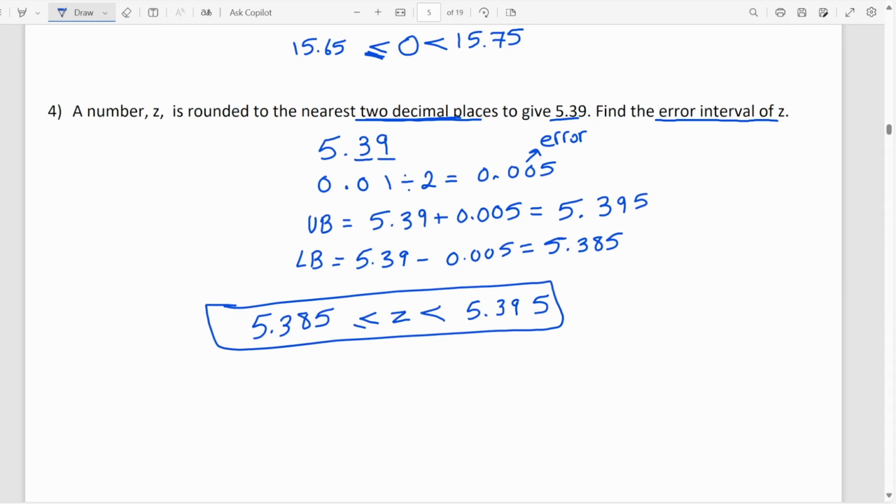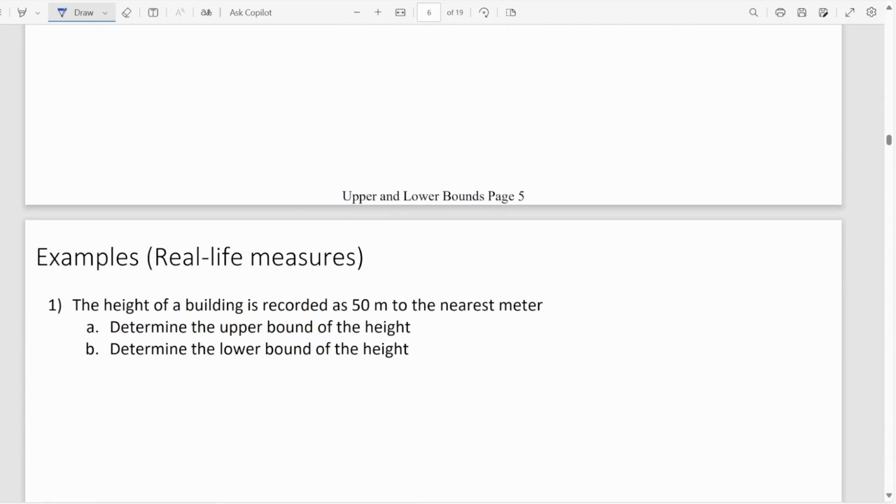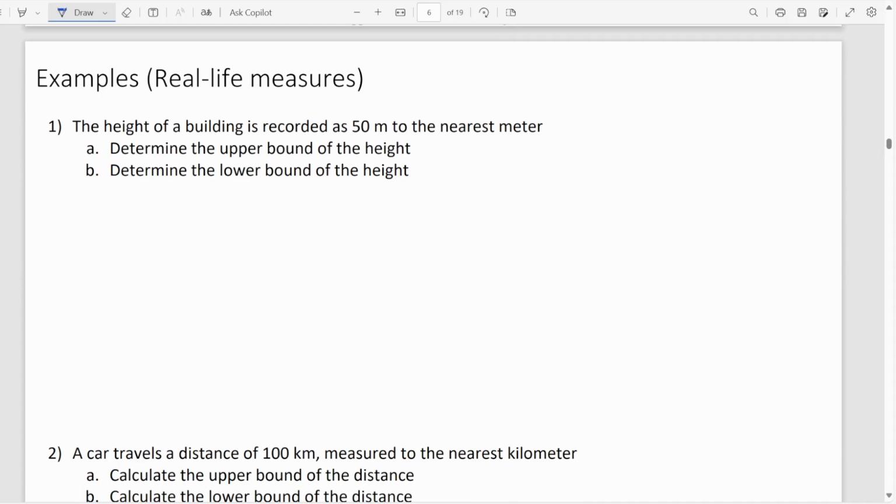That's it for this. Now, by the way, it's really important to show all your working, okay? All the working is important to show. Moving on. So now we will talk about examples with real life measures where it's not just numbers, it's actual measurements.